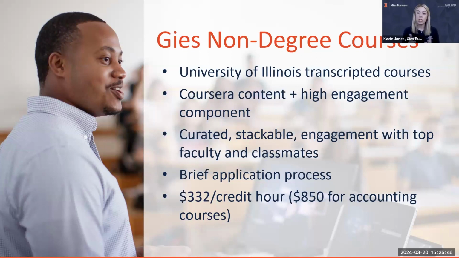You are paying tuition at the rate for our online programs, which is $332 per credit hour for our management courses and $850 per credit hour for our accounting courses. Most of these non-degree courses are going to be 4 credit hours.